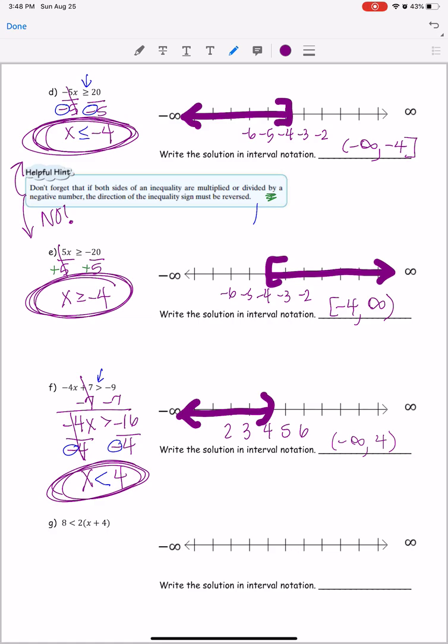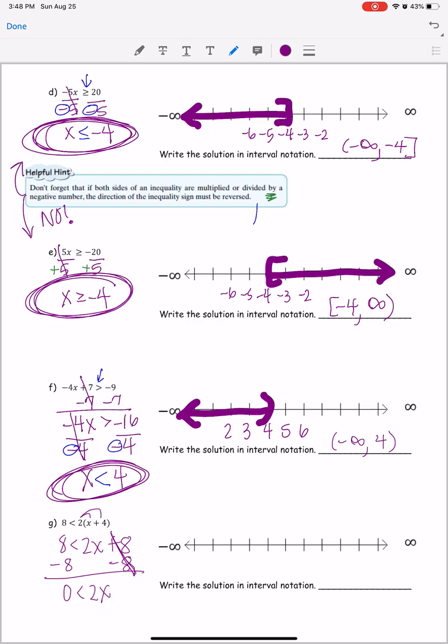And then on G, it's got parentheses, so we need to start by distributing. So I've got 8 is less than 2 times x is 2x. 2 times 4 is 8. So the goal here is to get x by itself. So I'm going to subtract 8 from both sides. Well, notice here 8 cancels on one side. It sort of cancels on the other side too, right? 8 minus 8 cancels here. So 8 minus 8 sort of cancels there. But to keep a number there, we're going to put 0.